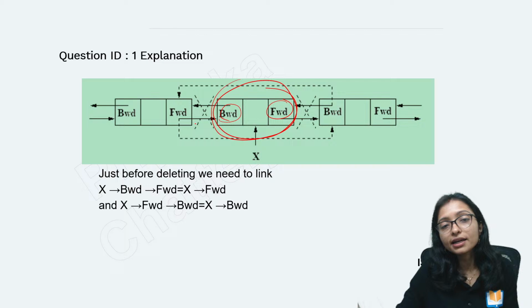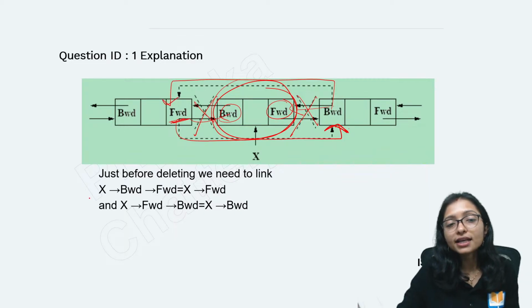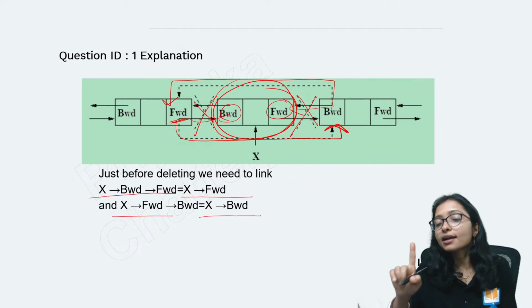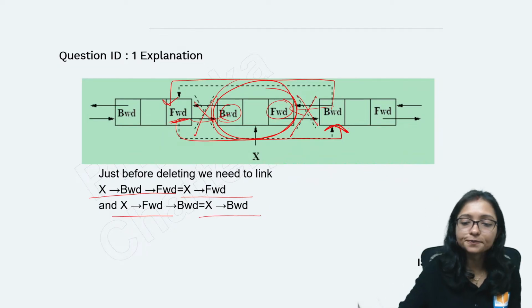So ultimately this forward pointer was pointed here, I need to cut this. Means this forward pointer now I have to map with this one, and this backward pointer was connected with this one, I need to cut this and map with this one. That's why x->backward->forward = x->forward, and x->forward->backward = x->backward. This is the ultimate answer, right?